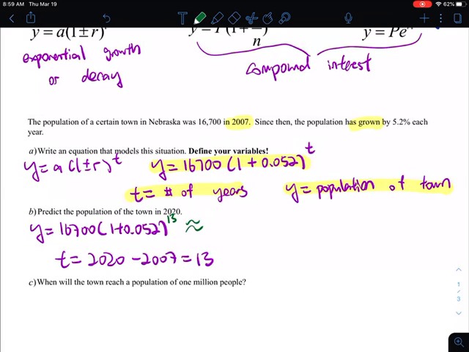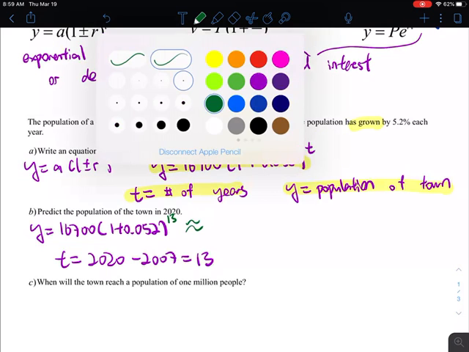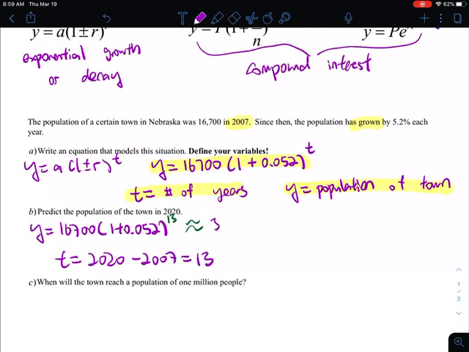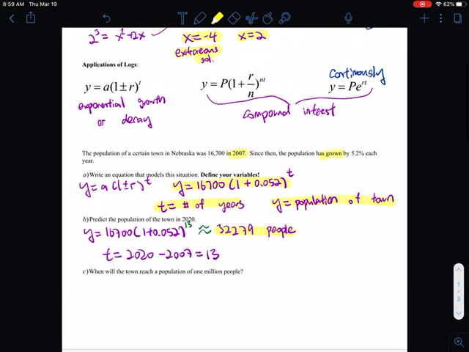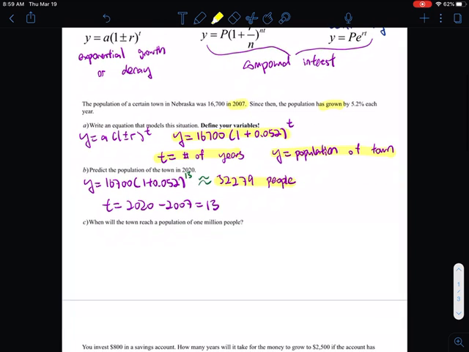And then this we can just plug into our calculator. We did something like this in our previous unit. So 16,700 times that to the 13th power. So I ended up getting 32,279. We can just leave it at that because we want to round to the nearest whole number. And your unit will be people. Okay, so there it is.